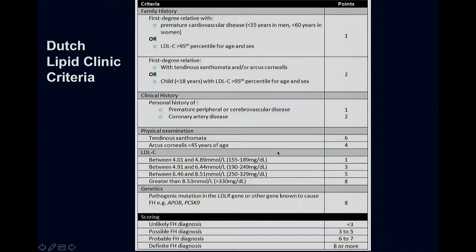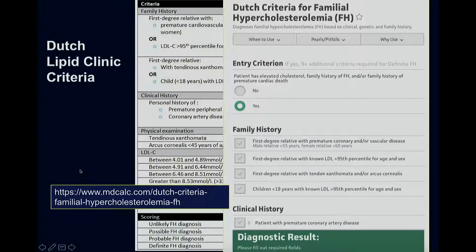There are criteria out there for diagnosing FH. I won't spend too much time on that. One is the Dutch lipid criteria. One is the Simon-Broom criteria. I don't think this is something that most people know, and it's available online, but align with what I just told you about running through LDL levels, family history, to make it a diagnosable finding.